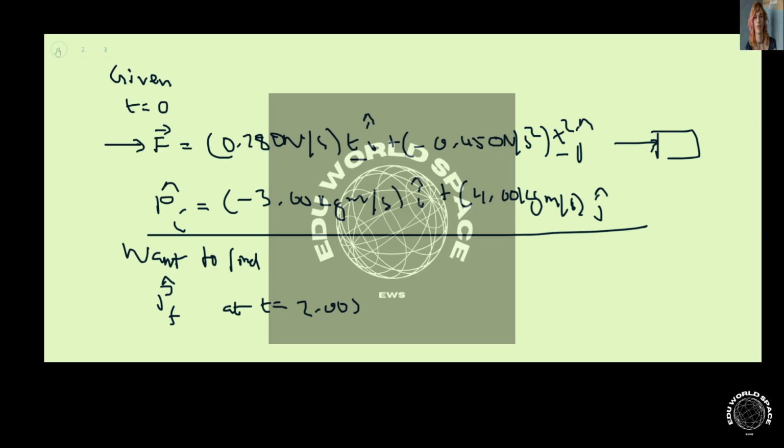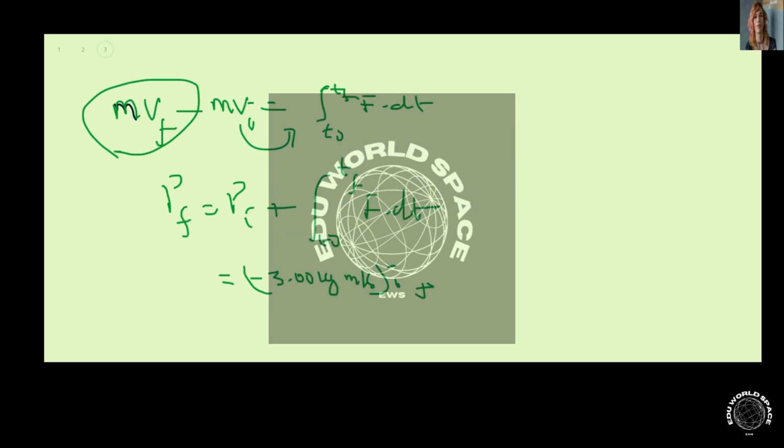Plus, you gotta check again, 4.00 kilogram meters per second j hat. Remember the i hat and j hat. Plus this part right here, the integral from 0 to 2, we're going to 2 seconds. This is the final time, 2 seconds.